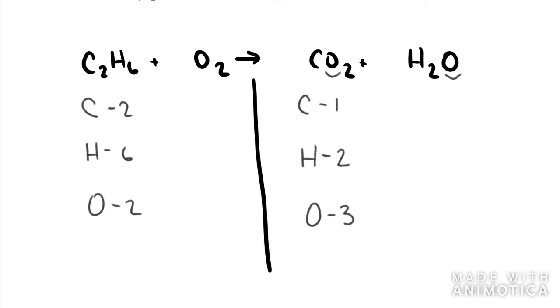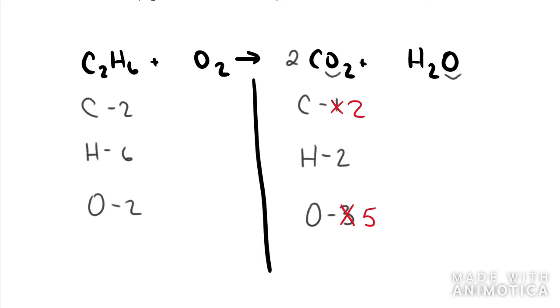Okay, let's start balancing. So we have 2 carbon, 1 carbon. So right away I'm going to throw a 2 up there. Let's see what that's changed. 2, and now I have 2 oxygen times 2, which is 4, plus our 1 over here. That gives me 5.